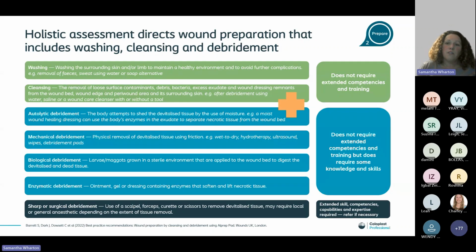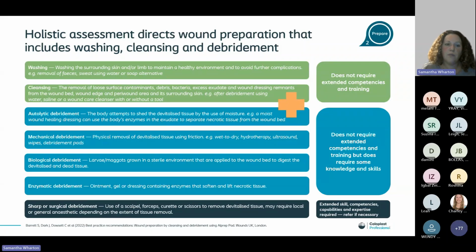So there's different types of debridement and cleaning that we can do. So we've obviously got washing and cleansing. That doesn't require any extended competency and training. Then we've got other types of debridement. So autolytic debridement, that's the body's attempts to shed the devitalized tissue with the use of moisture. So it's the dressing that you choose to create that moist wound healing. Then the body's own body breaks down the dead tissue, and it clears away that devitalized tissue.